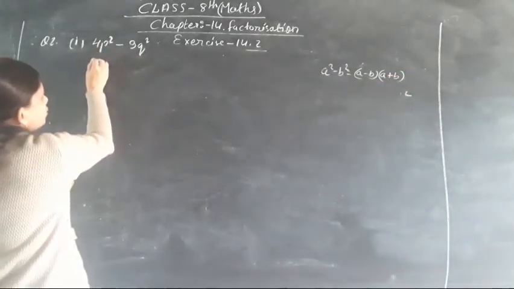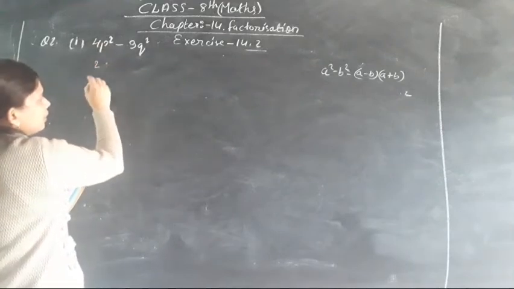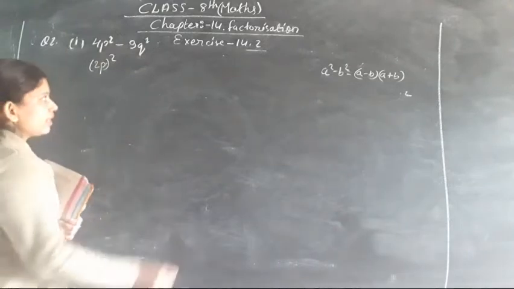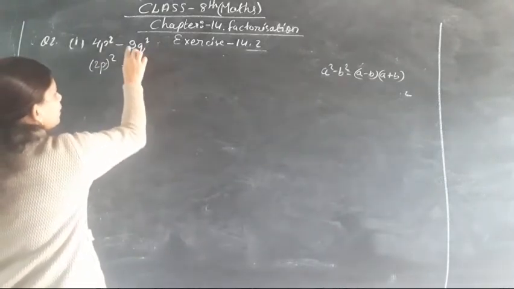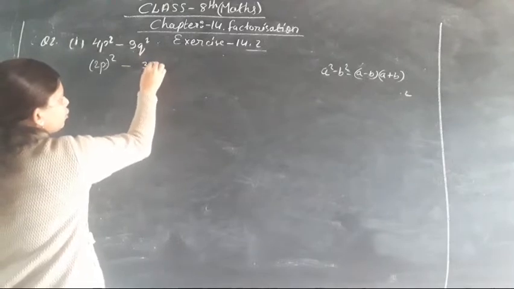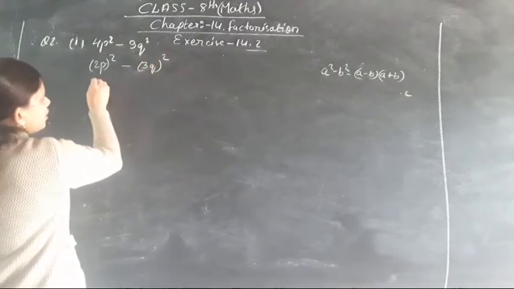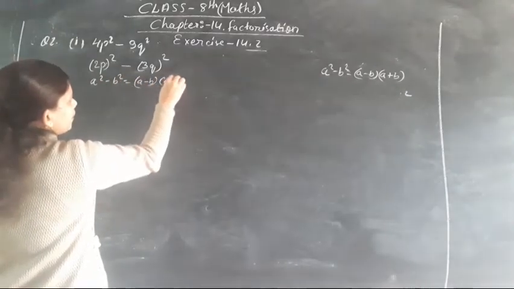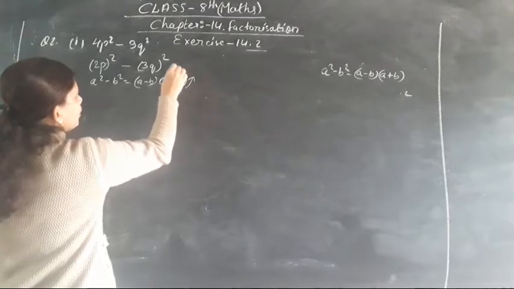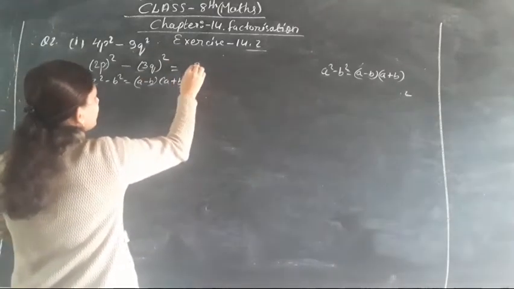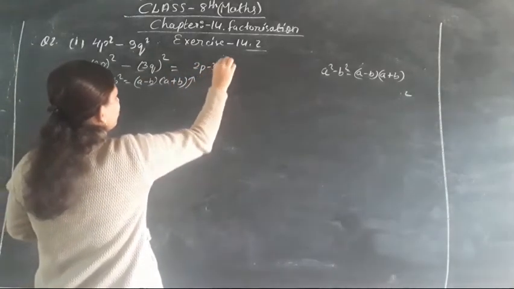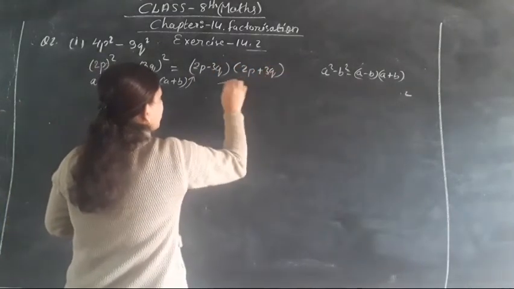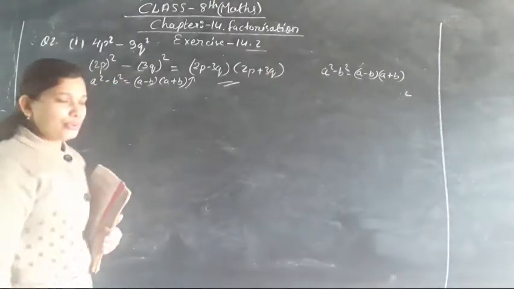So can we write this 4 as 2 into 2? That will be 4p square can be written as 2p square, isn't it? Then minus 3q square, 9q square can be written as 3q the whole square. Now using the identity a square minus b square is equals to a minus b into a plus b, the answer will become 2p minus 3q into 2p plus 3q, which is the required answer. Clear? So in this way you have to use identity.